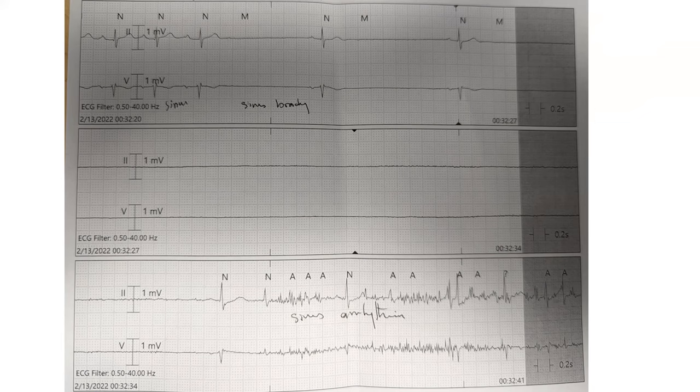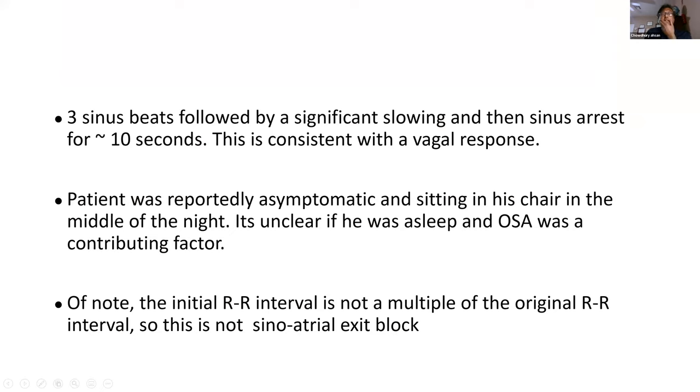Okay, Hafiz, go ahead. So this was clearly long pauses. And the question is, with somebody suspecting obstructive sleep apnea, during sleep, how long a pause do you tolerate? The patient doesn't have any syncope, as Rafique Bhai was asking. And then of note, the initial RR interval is not a multiple of the original RR interval.